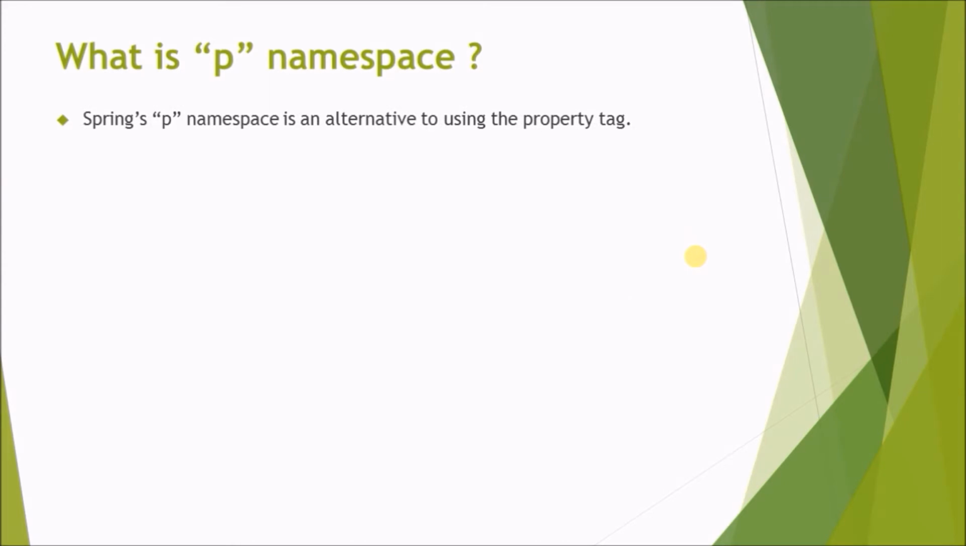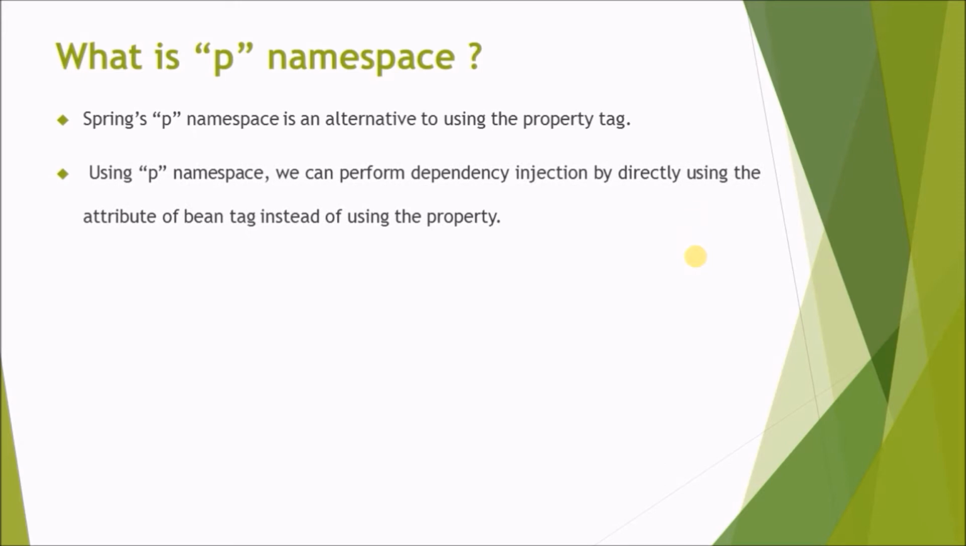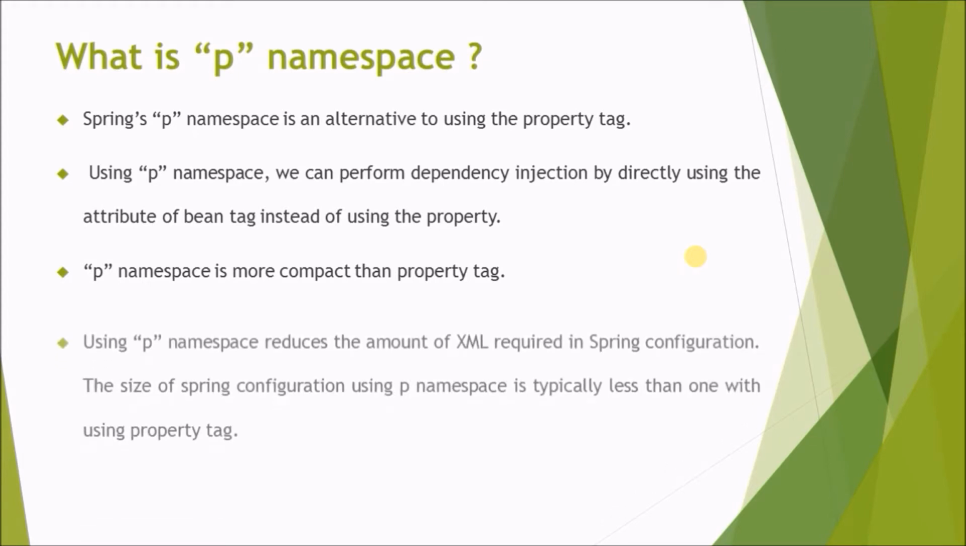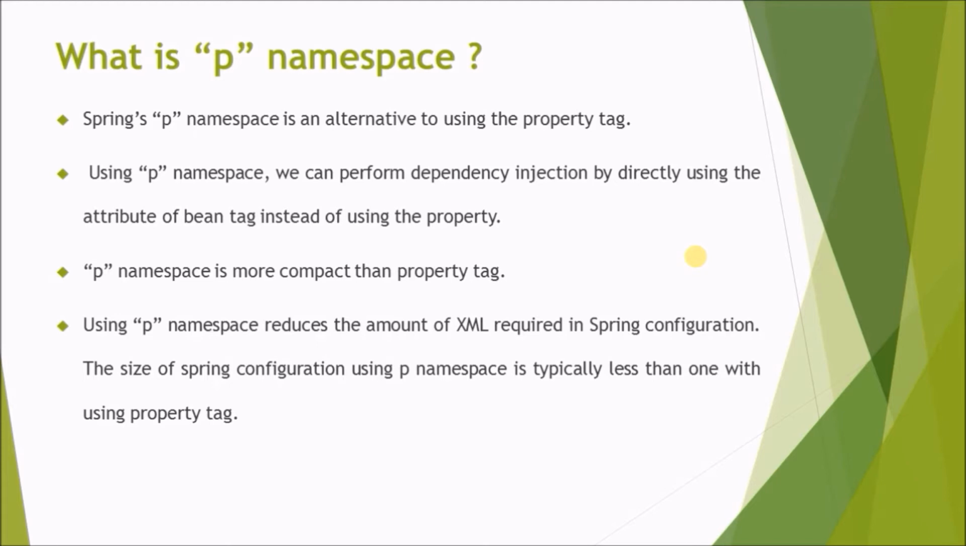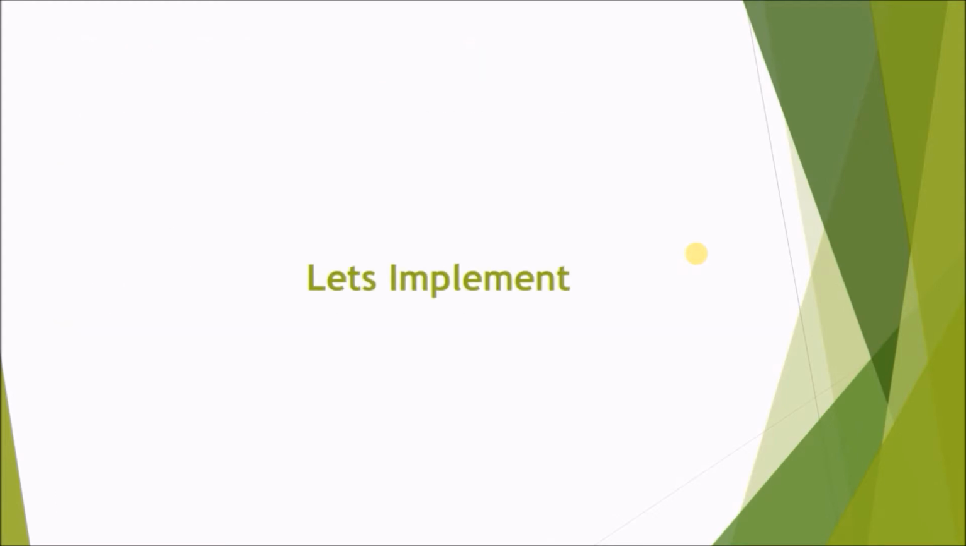Spring's P namespace is an alternative to using the property tag. Using P namespace, we can perform dependency injection by directly using the attribute of the bean tag instead of using the property tag. P namespace is more compact than the property tag. Using P namespace reduces the amount of XML required in Spring configuration. The size of Spring configuration using P namespace is typically less than with using the property tag. Here is the syntax. Let's implement.